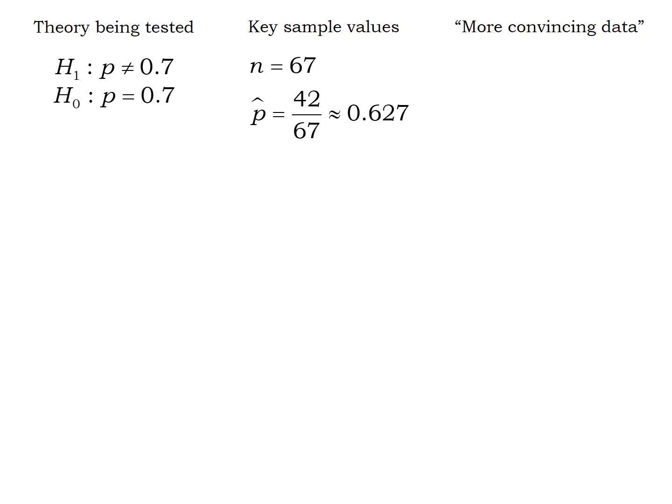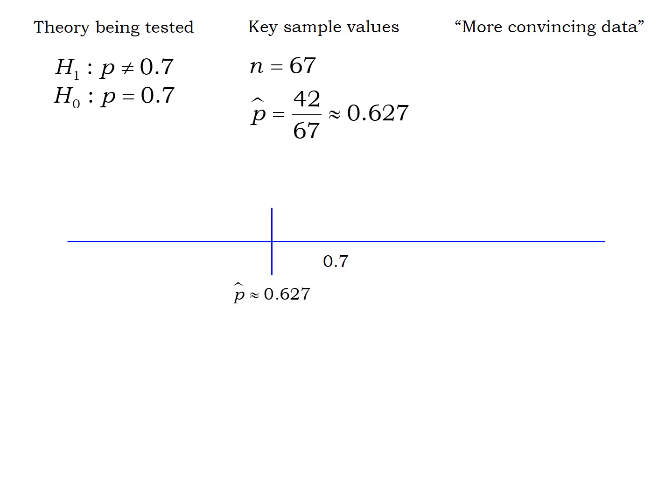Okay? So in this scenario, what is more convincing data? All right, so currently we have p hat of 0.627. Okay? That's smaller than 0.7. But if I had a sample proportion that was higher than 0.7, like 0.773, that's exactly the same distance off from 0.7. Right? So I would be just as convinced that 0.7 is not the right number with either of these p hats. Right? Because 0.627 is too small, 0.773 is just as much too big.